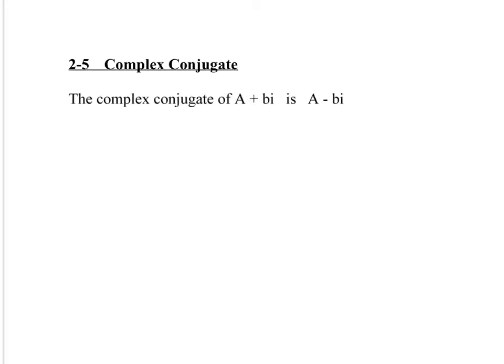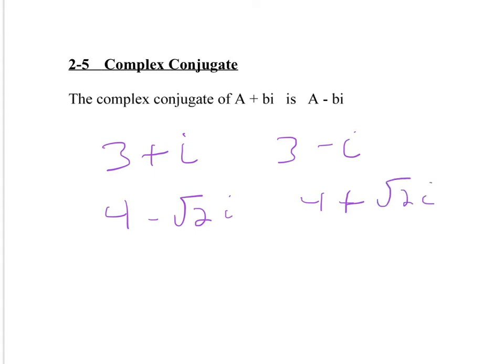Okay, the first thing we need to talk about are complex conjugates and the complex conjugate theorem. We know that the complex conjugate of a plus bi is a minus bi. So if I had a root like 3 plus i, I know that 3 minus i is also a root. If I have a root like 4 minus root 2i, I know that 4 plus root 2i is also a root. And lastly, if I have a root of something like 7i, I know that negative 7i is also a root because we could put a 0 in front of each of those. Okay?